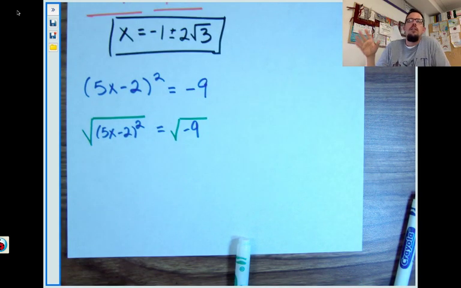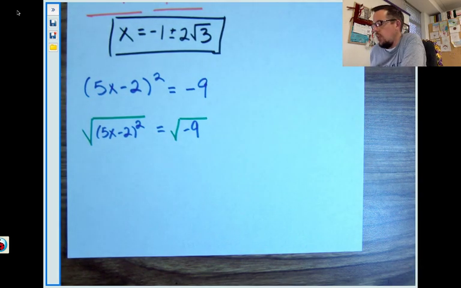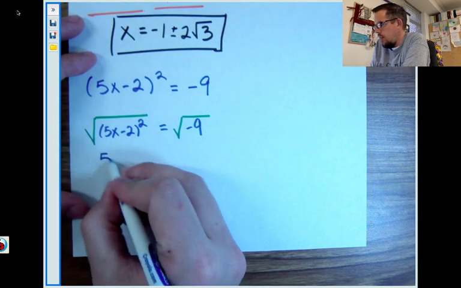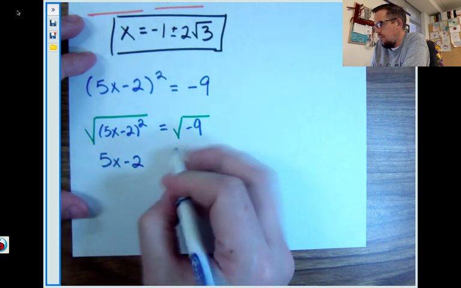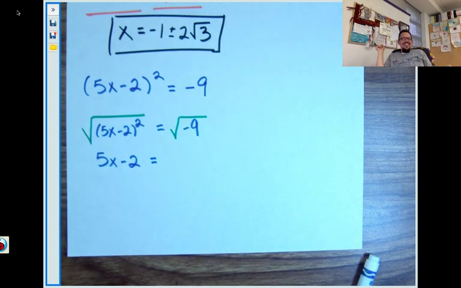What will it look like on the left side after I square root 5x minus 2 squared? Yeah, the squared and the square root just cancel out, and I'm left with 5x minus 2. Cool. What about on the right side? I say we just leave it.